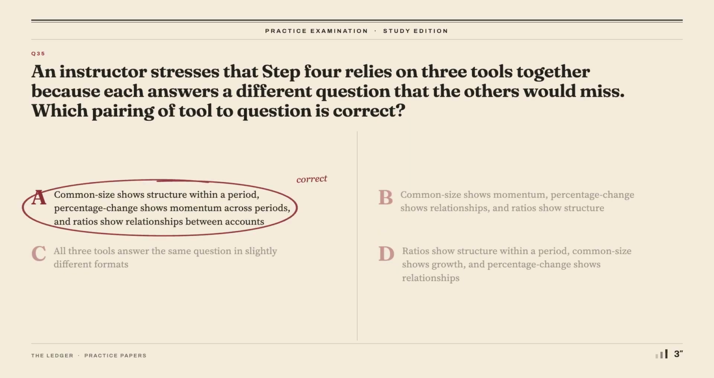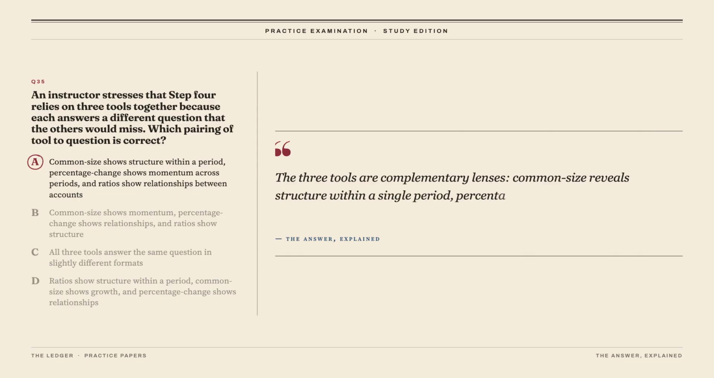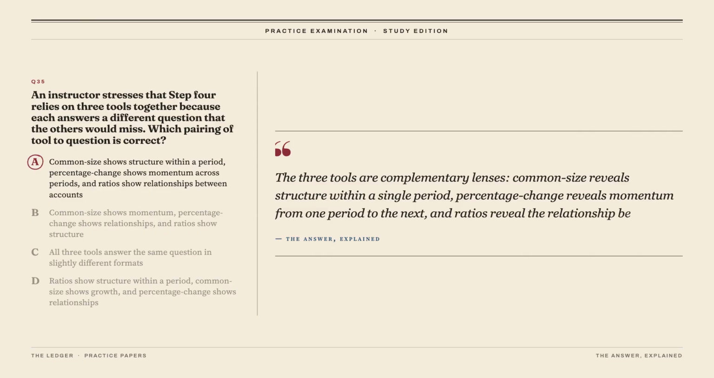The correct answer is A. Common size shows structure within a period, percentage change shows momentum across periods, and ratios show relationships between accounts. A is correct because the 3 tools are complementary lenses. Common size reveals structure within a single period, percentage change reveals momentum from one period to the next, and ratios reveal the relationship between 2 accounts. Using all 3 catches what anyone alone would miss.